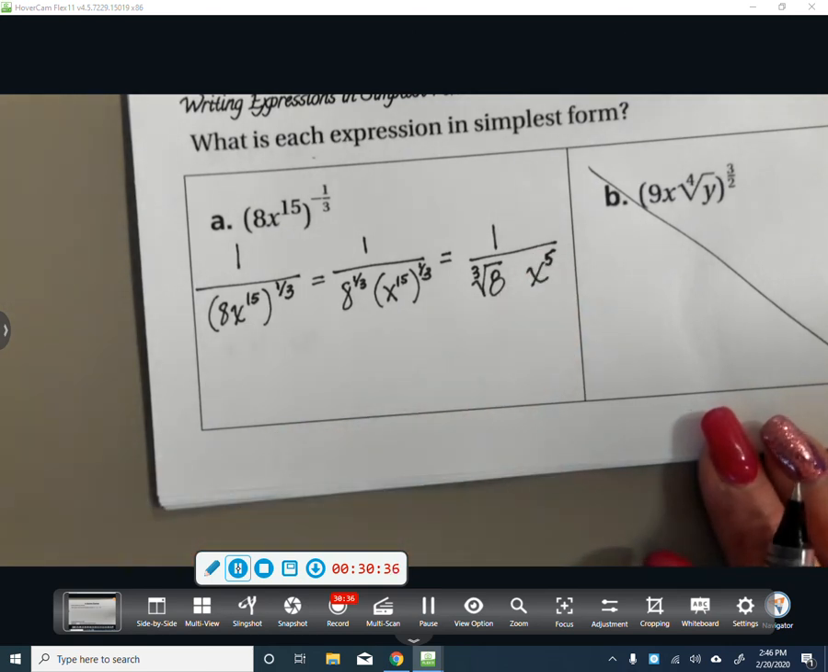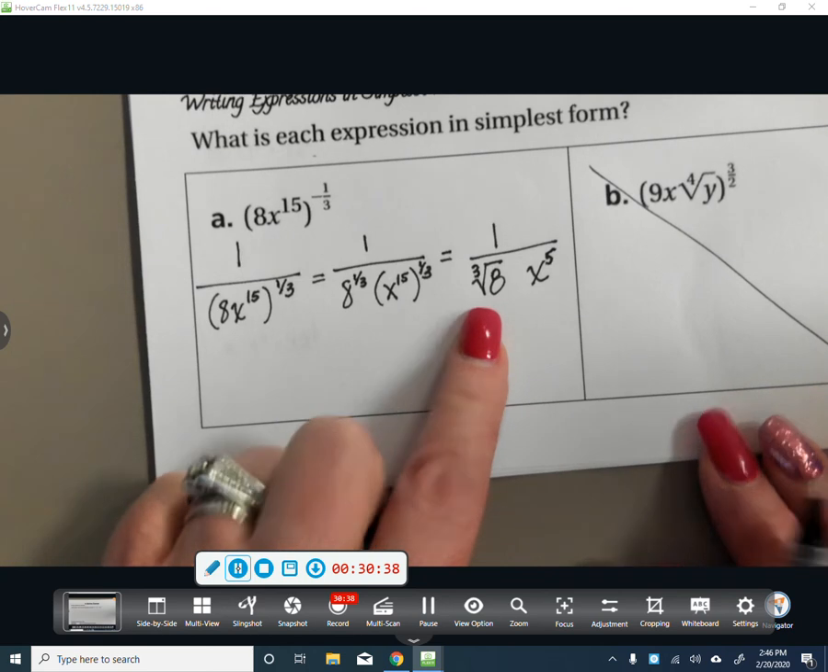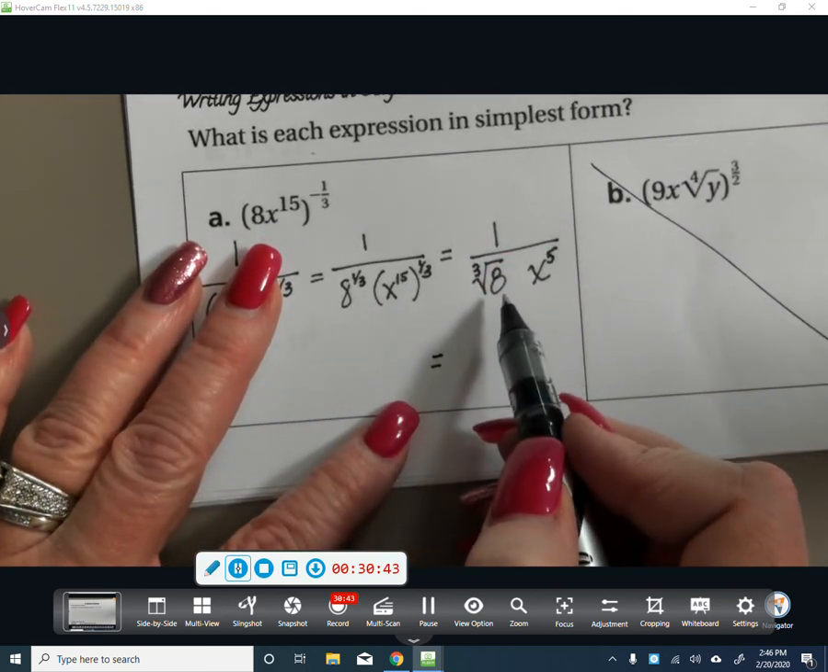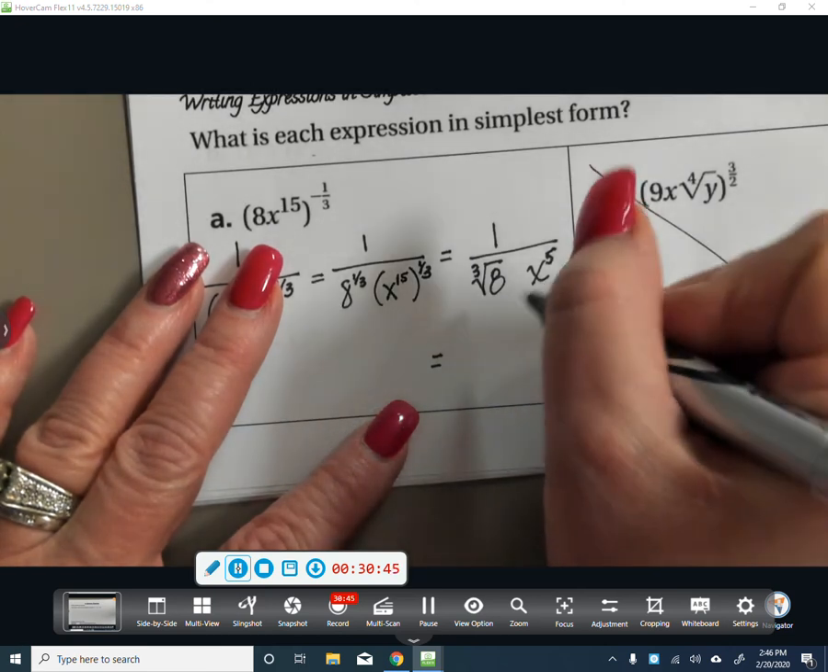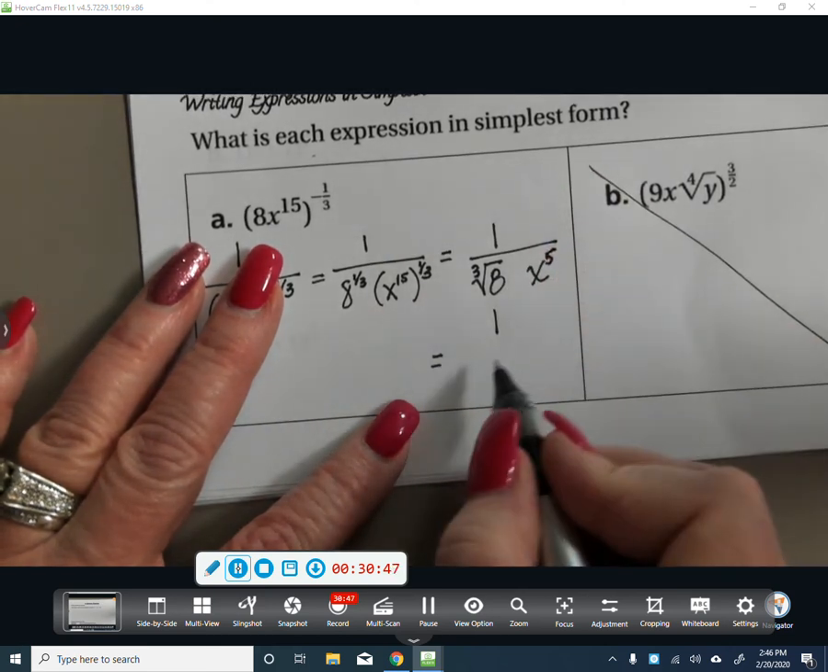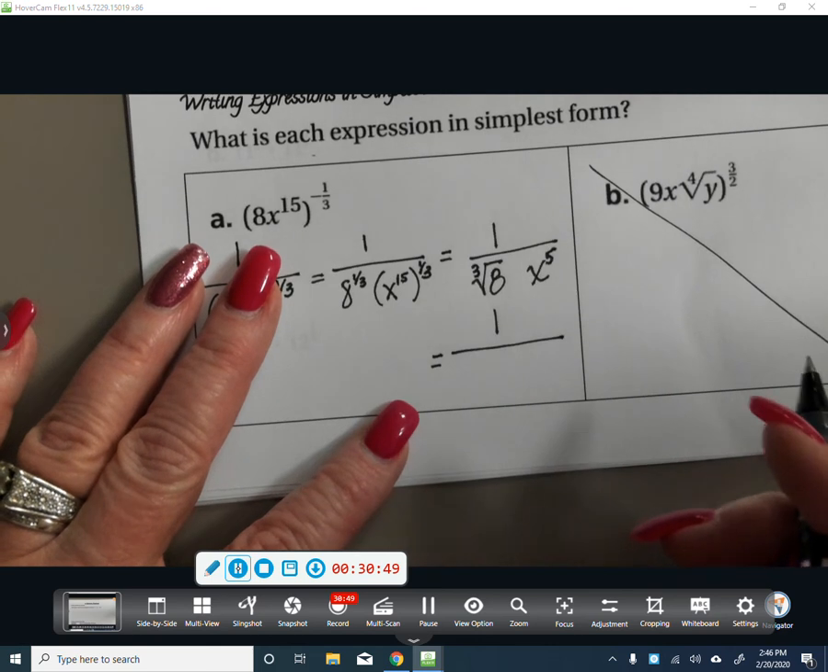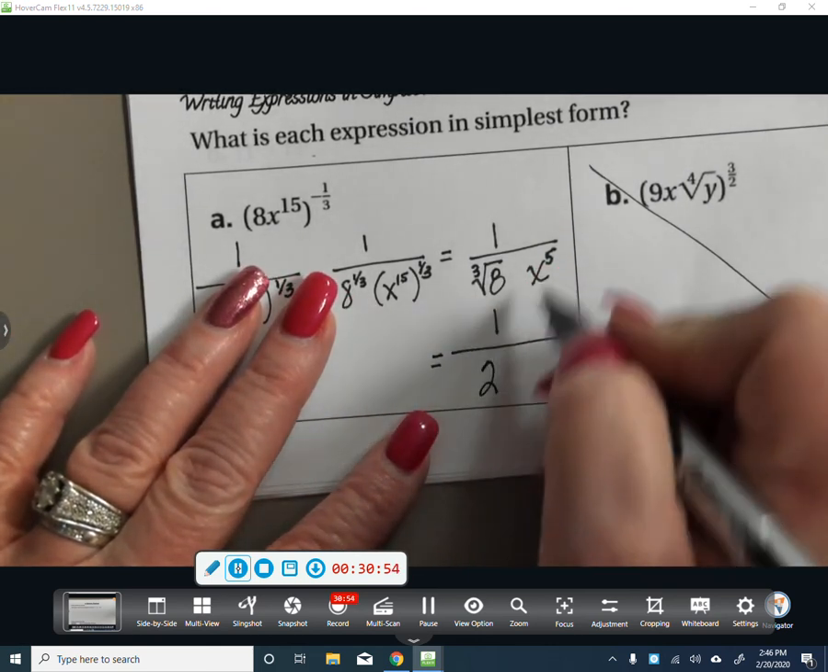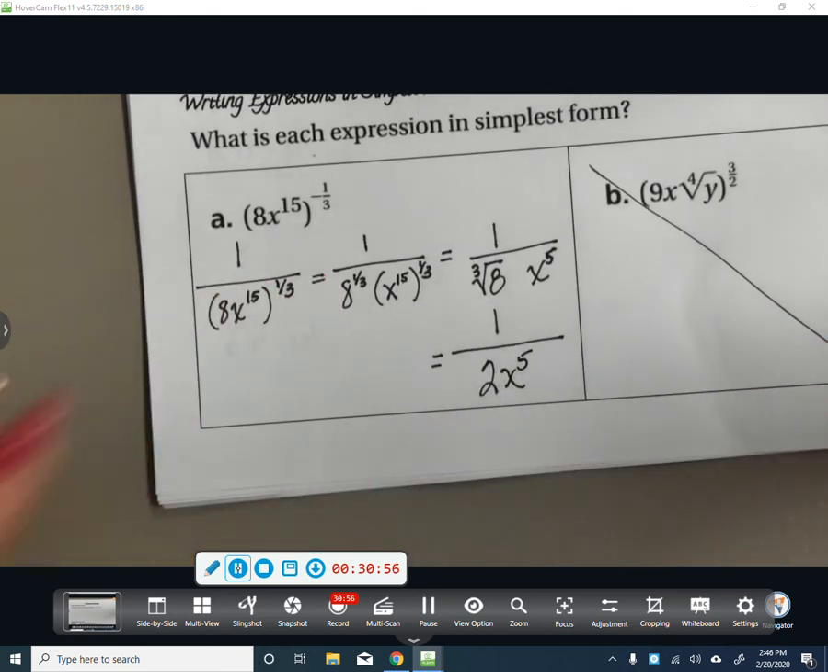So what is the cube root of 8? Break 8 down into the primes. Yep, and you're looking for a group of 3. So what am I going to take out? A 2, and then you have your x to the 5th. So it's 1 over 2x to the 5th, and that one's done.